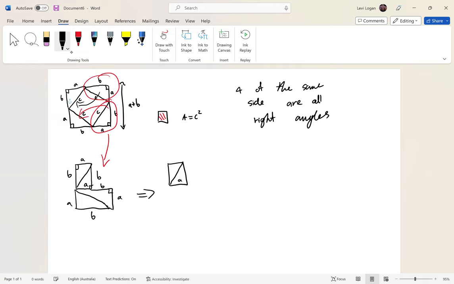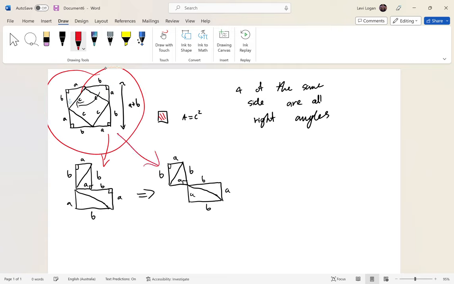So we're going to have A, B, B, A. And we're going to have over here A, B, A, B. Okay. So I've just shifted that rectangle to the right hand side just a little bit. Okay. So I've just gone from this image up here down to this image down here. Alright. I haven't really changed anything.